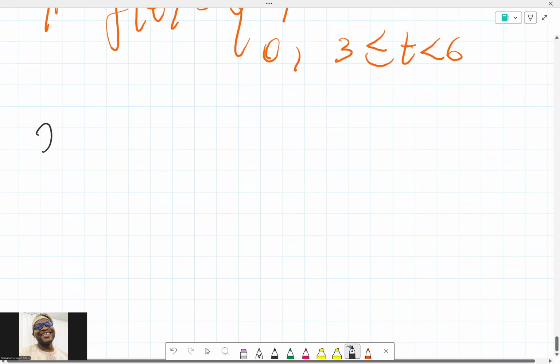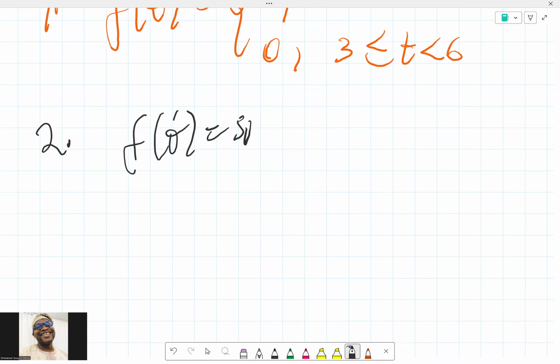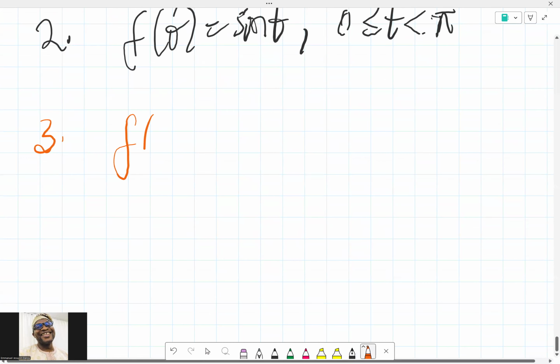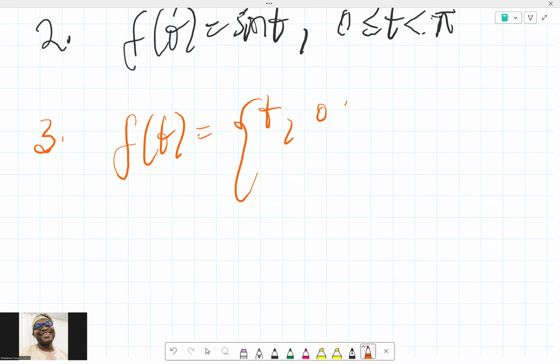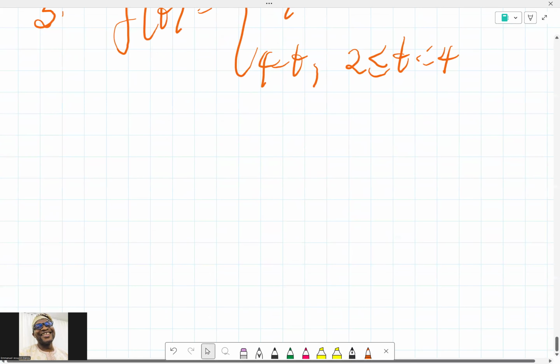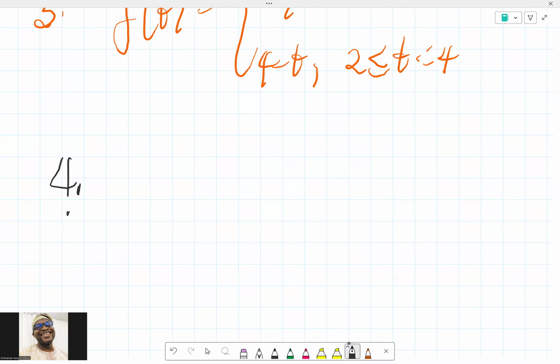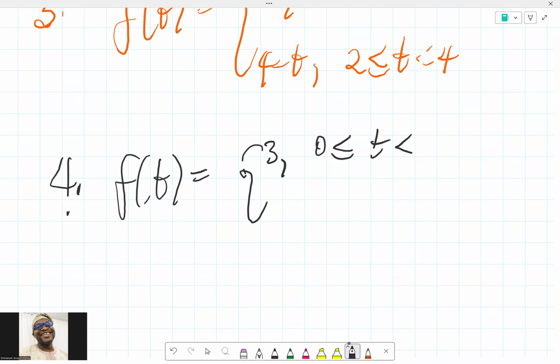That's the first one. Number two, f of t is equal to sine t when 0 is less than or equal to t is less than pi. Number three, you have a triangular wave, f of t equals t for 0 less than t less than 2, and 4 minus t for 2 less than or equal to t less than 4. Okay, then let's take a fourth one where f of t is equal to 3 for 0 less than or equal to t less than 2, and 5 for 2 less than or equal to t less than 4.